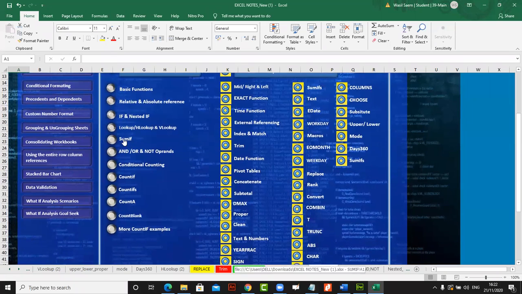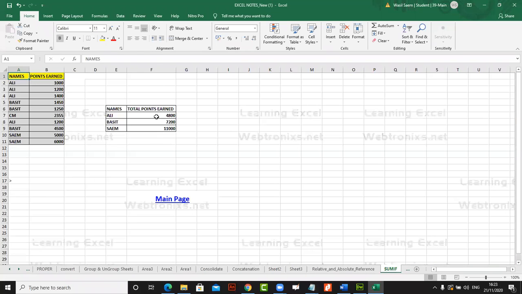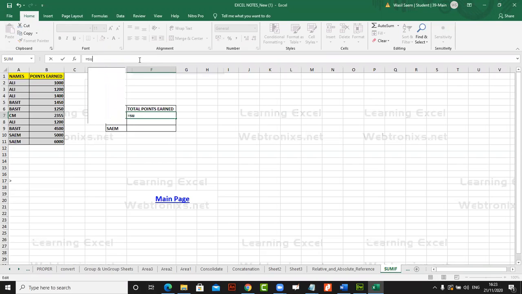Okay. SUMIF is clear, all of you? Why do we use SUMIF and SUMIFS? We use SUMIF, for example, when I want the total score of Ali, which means this plus this plus this plus this, or the total score of Basit, this plus this. SUMIF is a function that has two ranges and a criteria: range, criteria, sum range. The sum range is obviously a numeric range, while the range means product names, whatever.